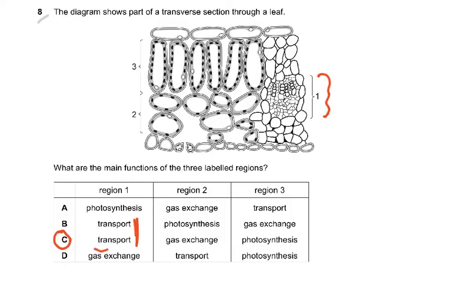Because region 1 is transport, region 2 is gas exchange, and region 3 is photosynthesis, because palisade mesophyll cells have a lot of chloroplasts. And so the major function of that area is photosynthesis. Chloroplast means chlorophyll, chlorophyll means light, and chlorophyll is going to result in CO2 plus water gives you glucose plus oxygen. That's photosynthesis.